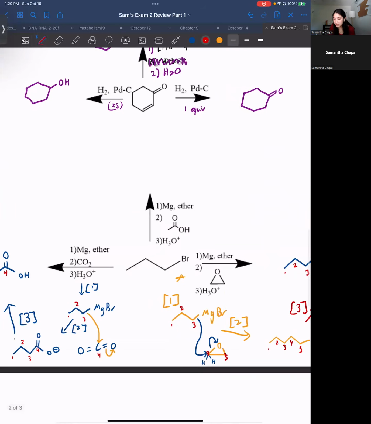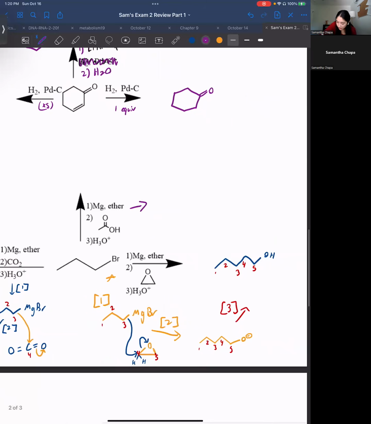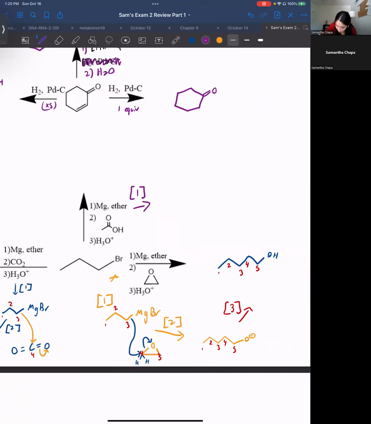Then I'm going to go to this top one. This top one is a little bit different. This is one of the trick questions that would definitely be put on your exam. So then, first step, just making the organometallic. So then, boom, boom, MgBr.